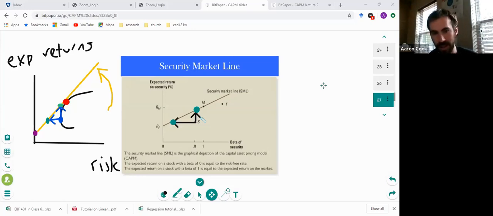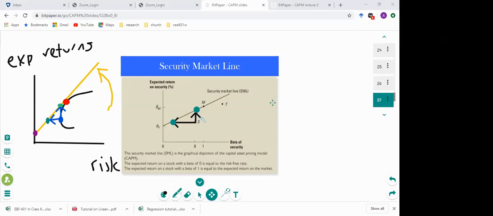Nobody is going to want asset S because they can always achieve the same returns of asset S with lower risk, or the same risk with higher returns as asset S. So what's going to have to happen with asset S is that the price of asset S is going to have to fall. Nobody's going to demand it. The price is going to fall.